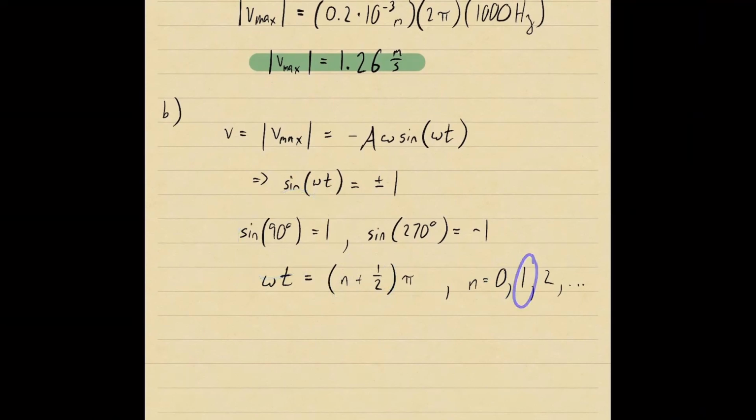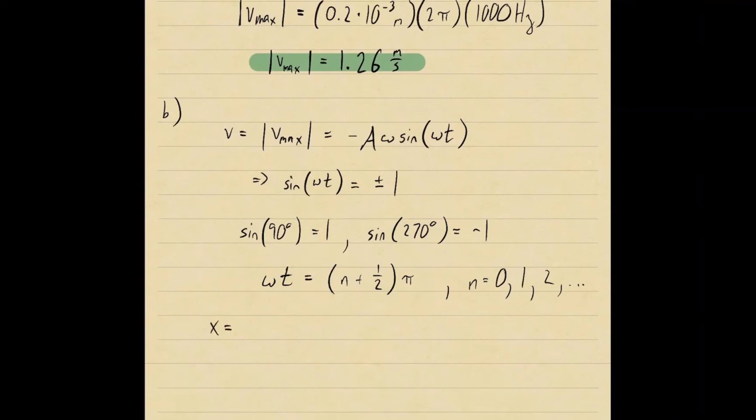If you put in 1 for n, then you have 1 plus 1/2, which is 3/2. So 3/2 times pi is 3 pi over 2, which is 270 degrees. And so every time you put in a whole number, you get an angle that makes sine either positive 1 or negative 1. So the location where we achieve this max value is when omega t is equal to this thing.